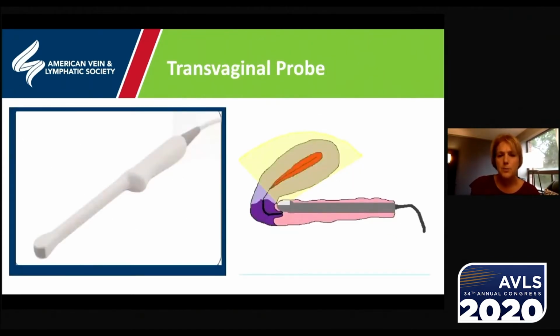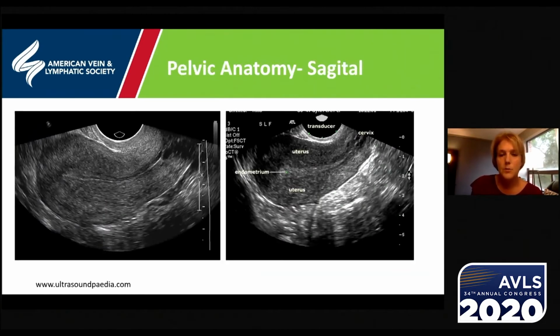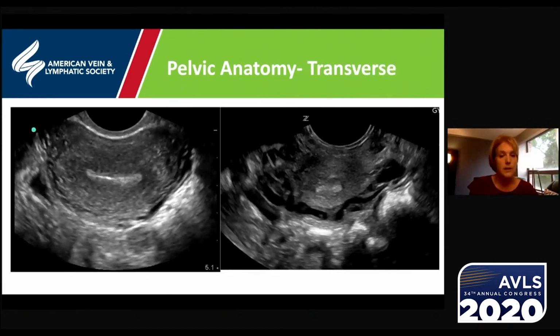This is a transvaginal probe, for those of you that don't do these studies very often. You can see the probe inserted into the vagina, and this is the view you get in a longitudinal. And of course, you can turn the probe and get some nice cross-sectional images as well. This is just normal anatomy within the pelvis. This is demonstrating what the uterus will look like in a longitudinal, and here in a cross-section.